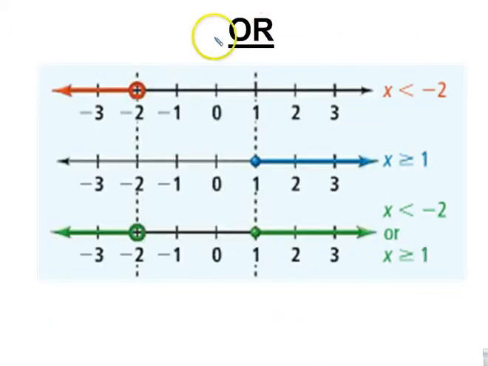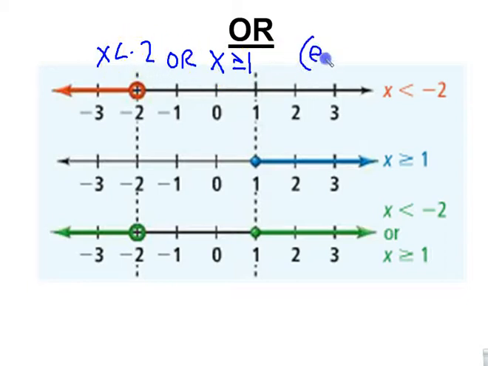Okay, now look at or. Remember, it's both of them. Okay, it contains each graph. So we have x is less than -2, or x is greater than or equal to 1. So we're looking to find all of the answers that make either of them true. Okay, either of them. For and, it was both. For or, it doesn't have to be both.